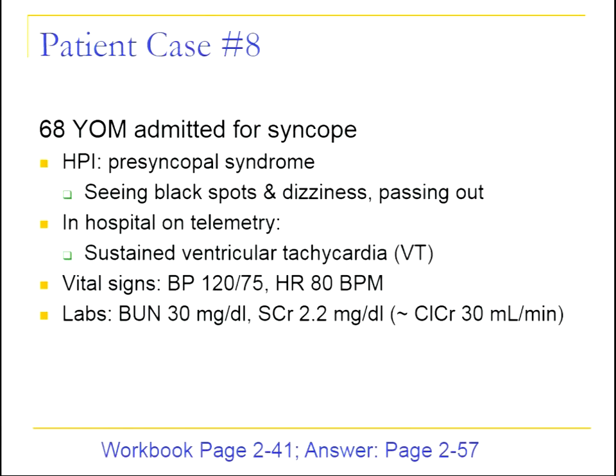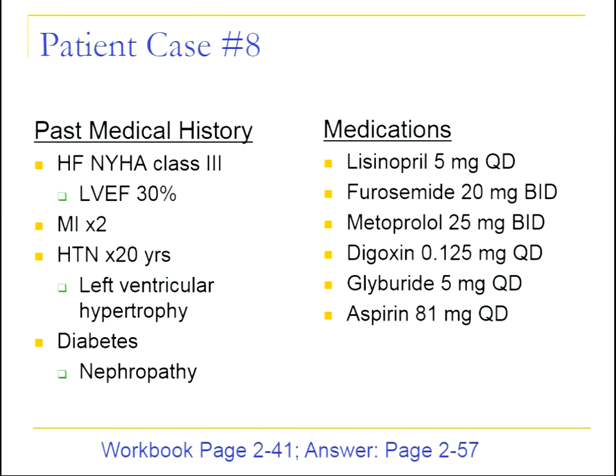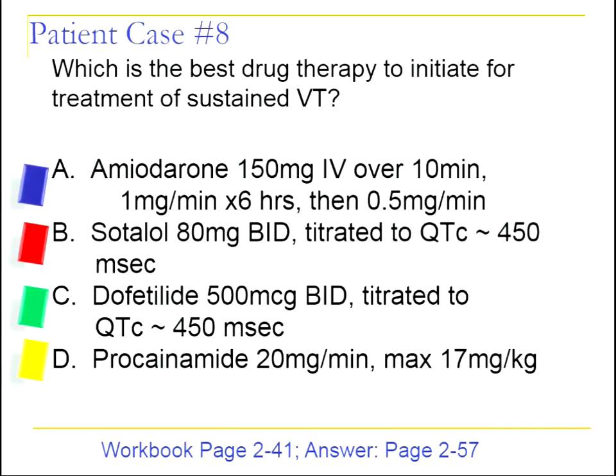So, last case: a patient admitted for syncope. He's seeing black spots. He's passing out. You see ventricular tachycardia. This is sustained VTAC on his monitor. He's got a history of heart failure with reduced ejection fraction. He's got LVH. He's got diabetes with neuropathy. Which agent is most appropriate for him? We're going to avoid 1C agents. We're going to avoid 1A agents and anyone post-MI. We're not going to treat him with sotalol because that is not appropriate for heart failure with a reduced ejection fraction, but we're going to go to amiodarone in this patient.